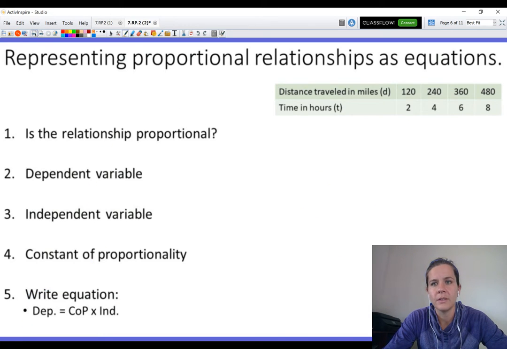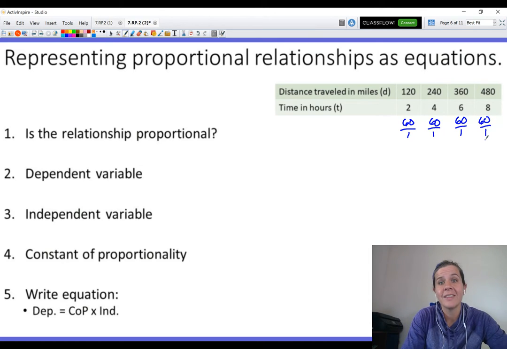Let's look at the green example. So here, is the relationship proportional? Well, let's reduce these down to their smallest form. 120 to 2 both have a factor of 2, which reduces to 60 to 1. 240 to 4 both have a factor of 4, so this reduces to 60 to 1. 360 to 6 both have a factor of 6, so this reduces to 60 to 1. 480 to 8 both have a factor of 8, so this reduces to 60 to 1. So yes, this is proportional. These are all equivalent ratios. They reduce down to the same thing. They are proportional.